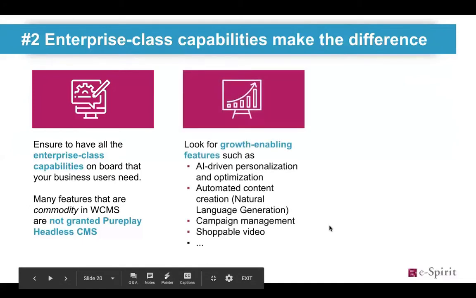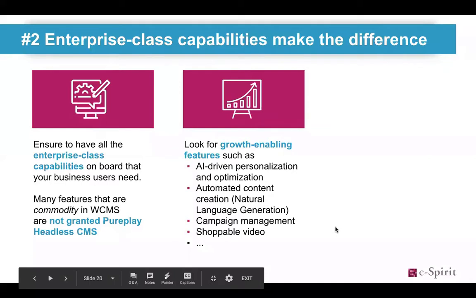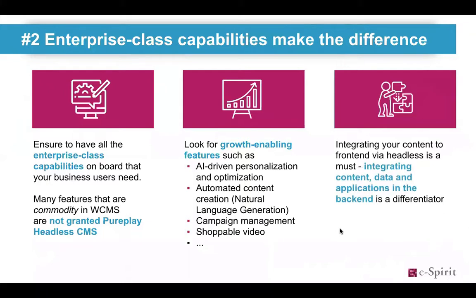Second aspect is all about growth. What do you need to orchestrate content in order to grow your output to be more successful? There are capabilities like AI-driven personalization. There's automated content creation through natural language generation. There can be something like campaign management that helps you with orchestrating highly complex campaign scenarios and all of that. That is also something that can help you be more successful. And finally, still in this world, it's all about integration. Integration of content into the front end, that is in the nature of headless, but being able to integrate in the back end is also something that can be mission critical for success.